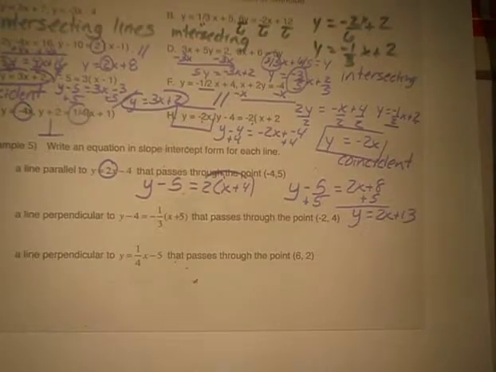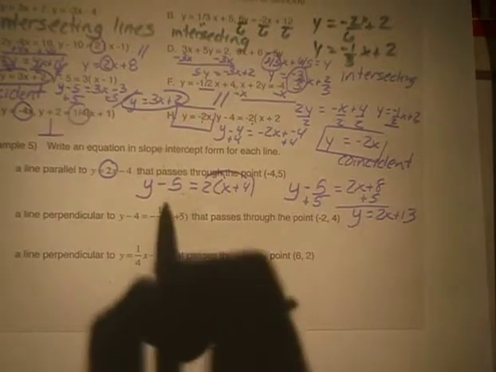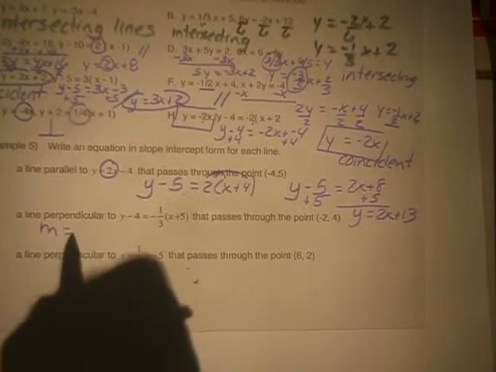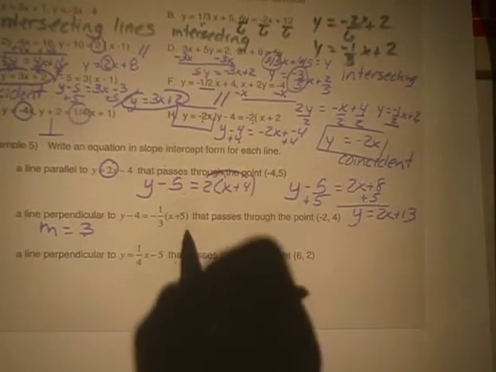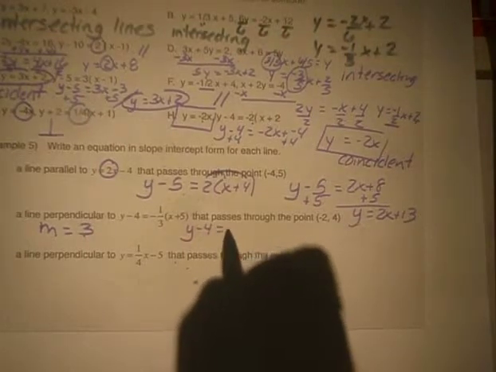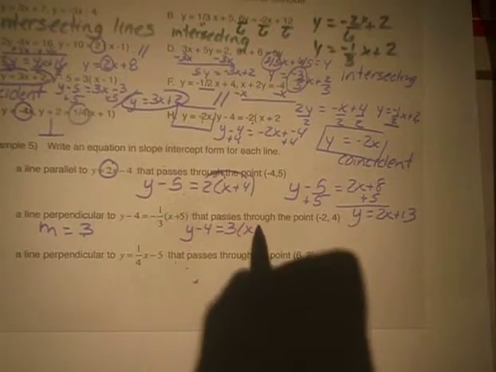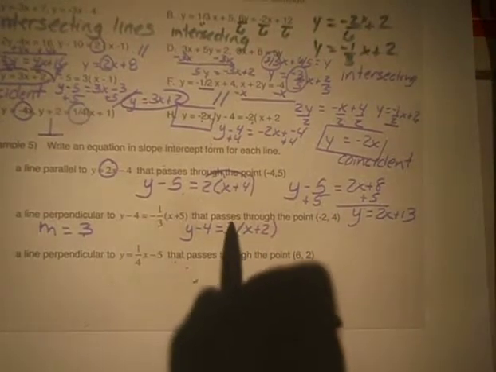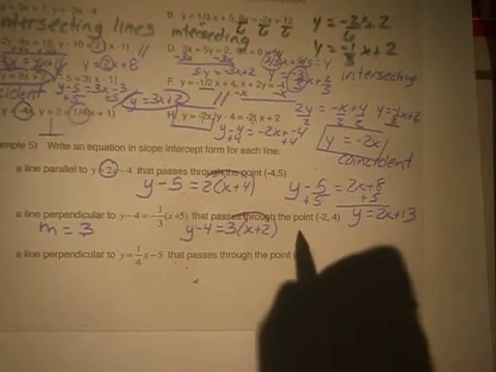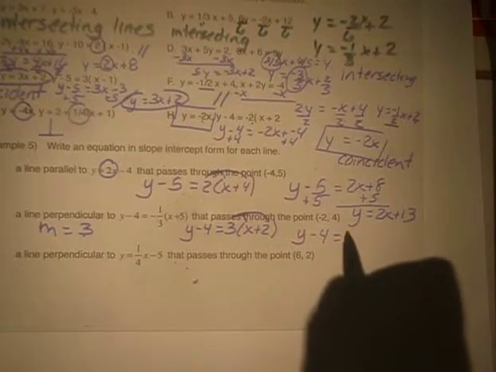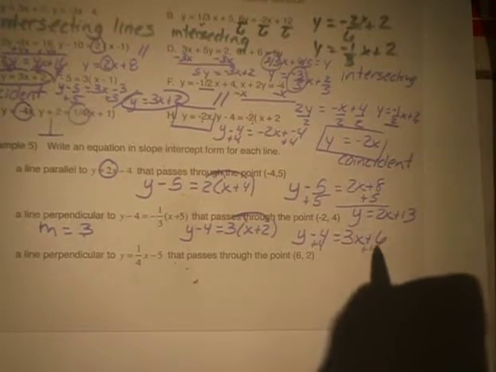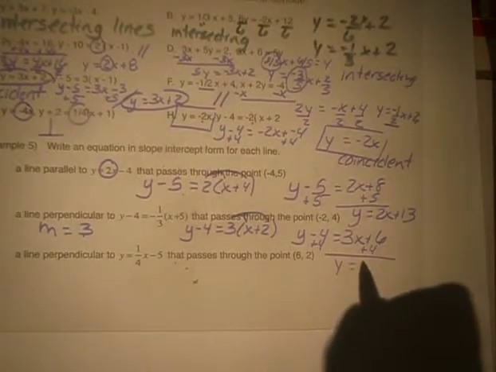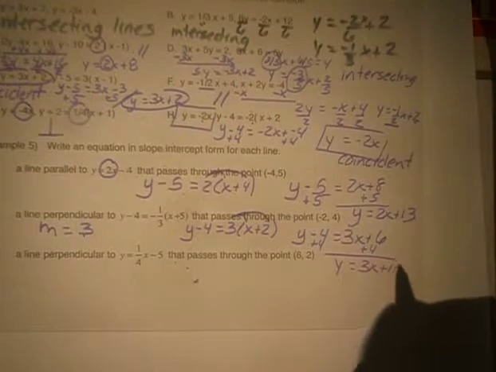Example B, you are looking for perpendicular. Perpendicular lines, your slopes are negative reciprocals. So this time our slope is going to be 3. Substituting that slope and this point in, you have y minus 4 equals 3 times x plus 2. When you distribute, you get y minus 4 equals 3x plus 6. Adding 4 to both sides, y equals 3x plus 10.